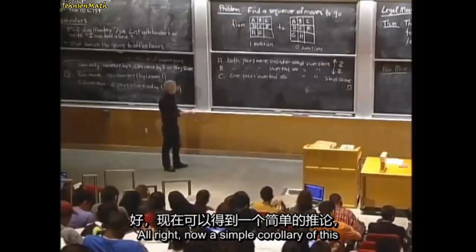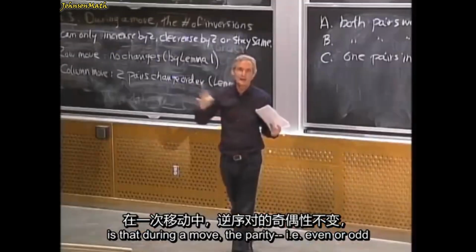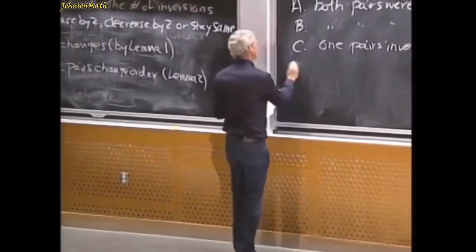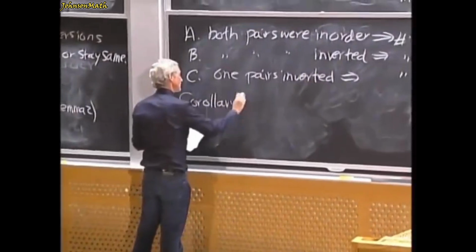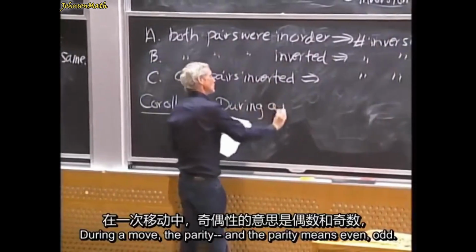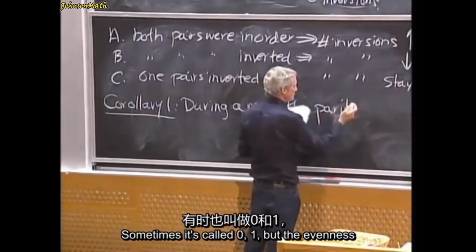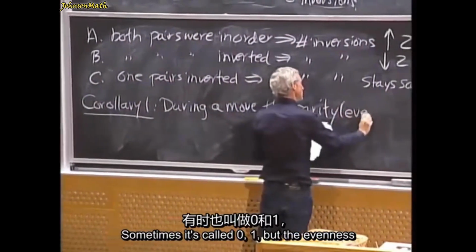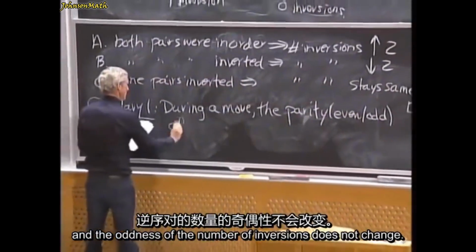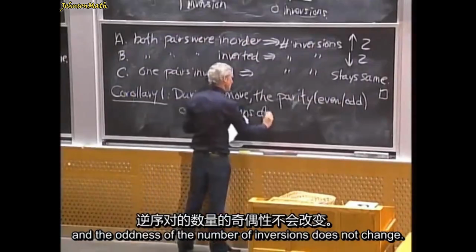All right, now a simple corollary of this is that during a move, the parity, i.e. even or odd, of the number of inversions stays the same. It can't change at all. During a move, the parity, and the parity means even, odd. Sometimes it's called 0, 1. But the evenness or the oddness of the number of inversions does not change.